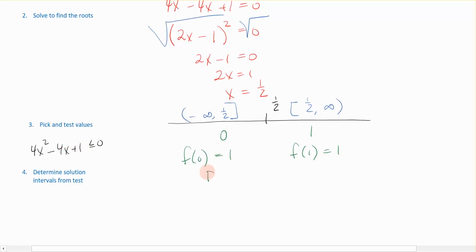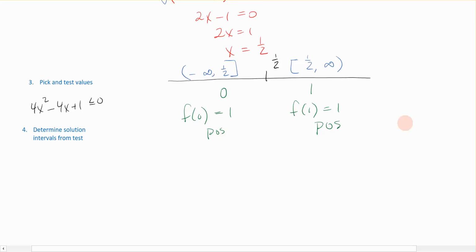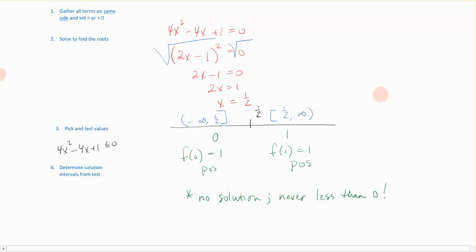So this is positive and this is positive. And I'm trying to figure out where my inequality is less than 0 or negative. You can see here that that doesn't ever occur, that this function is never less than 0. So the answer is no solution, because we are never less than 0. Okay, so that's kind of an example of when something like that can happen.